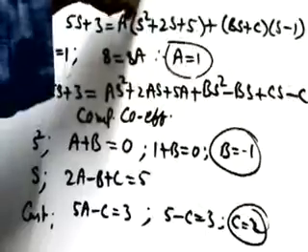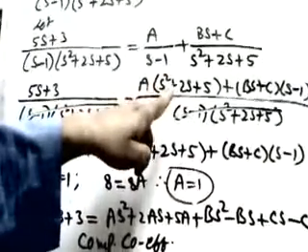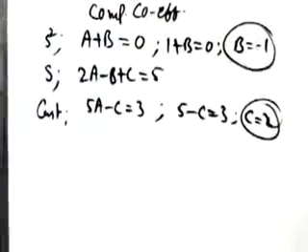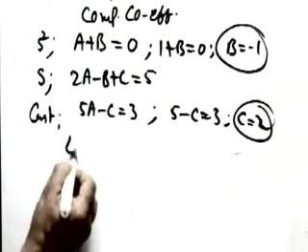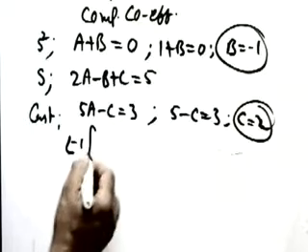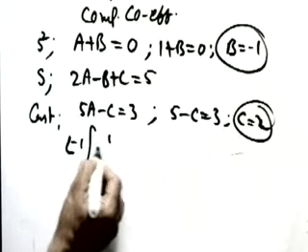So now we got the values of A, B, C. Now let me substitute these values. You see here, this A value is 1, B value is minus 1 and C value is 2. Therefore I'm substituting. Let me put the inverse also, Laplace inverse of A.